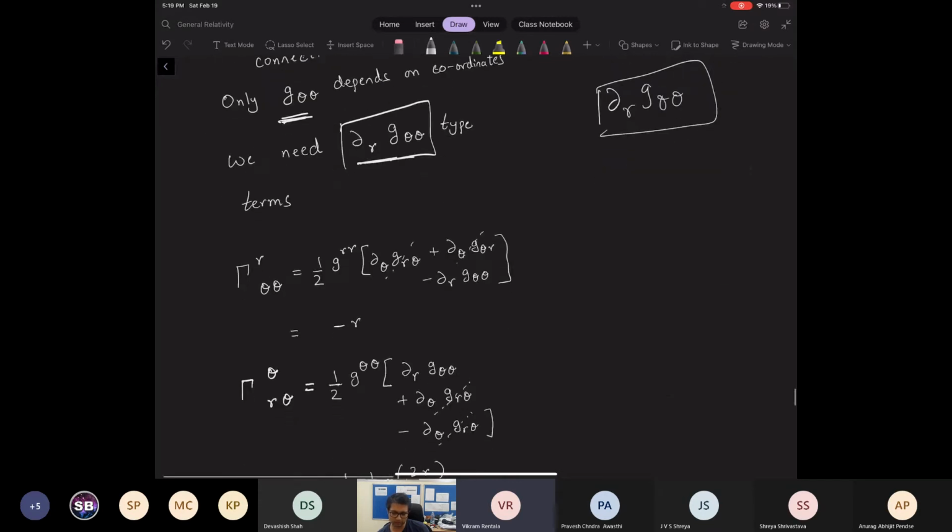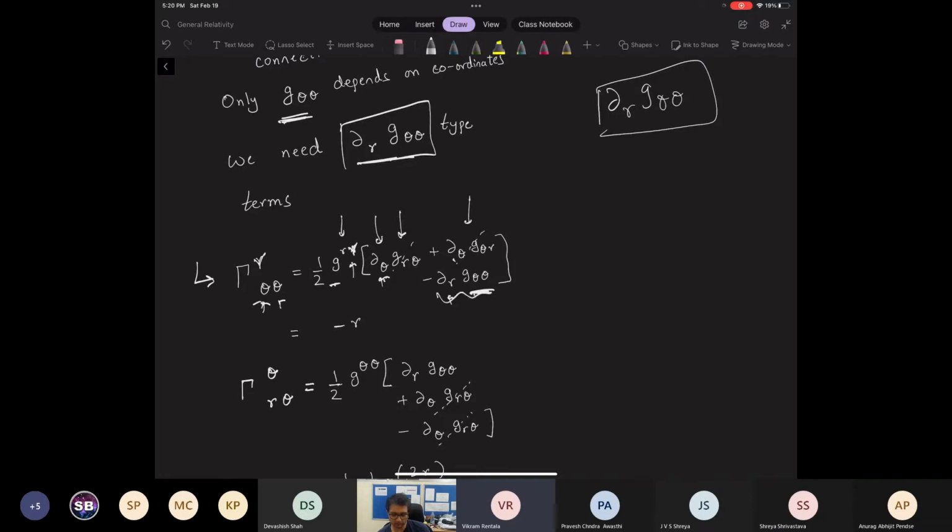So let's just work out a few. For example, let's work out Γ^r_θθ. You'll get half g^rr again because the upper index is r. It only makes sense to use the other index also to be r. And now you'll have terms like partial θ g_rθ, partial θ g_θr. This is basically coming from replacing one of these thetas by r, and pulling the other theta index outside to take a derivative. Minus partial r. So now I take the derivative with respect to this repeated index, g_θθ.